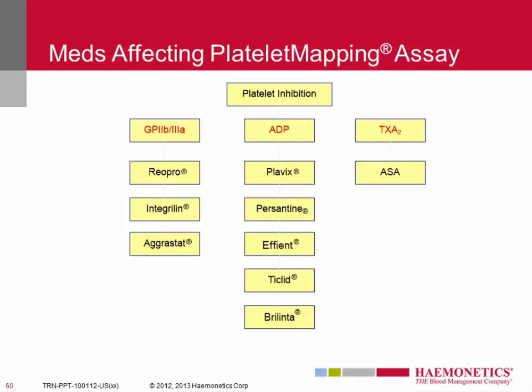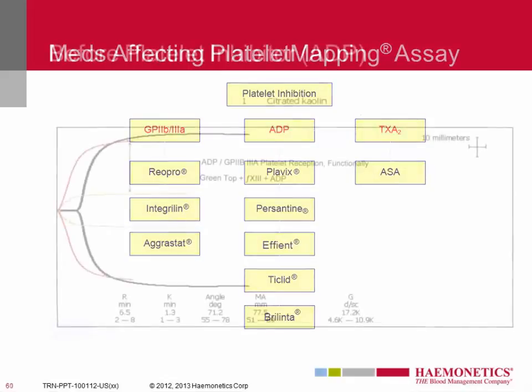So the meds affecting platelet mapping, the GP2B3As are ReoPro, Integrilin, and Aggrastat. The ADP inhibitors are Plavix, Persantine, Effient, Ticlid, Brilinta. TXA is aspirin and NSAID. NSAID products like Motrin, they're short-lived. Aspirin is for the life of the platelet, actually affecting the platelets for the life of the platelet. Same with these other drugs. The GP2B3As are shorter lasting, and you folks may be seeing these being used in your cath labs. Shorter life span, so they don't affect the platelet for the life of the platelet.